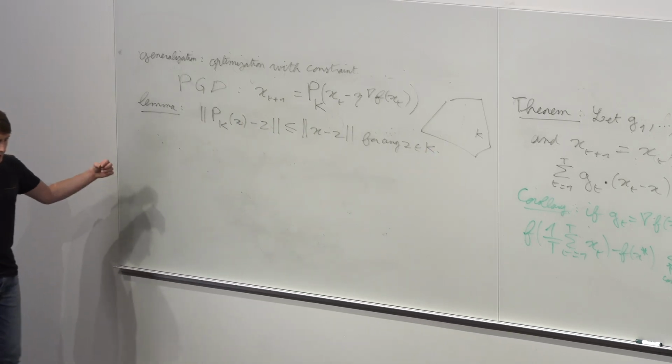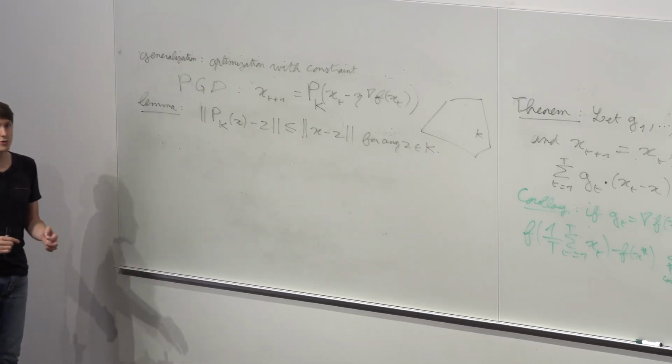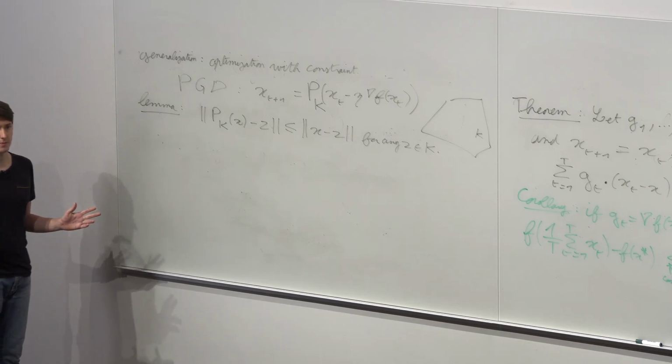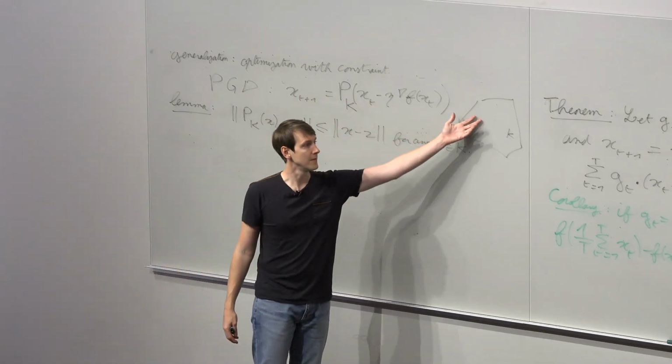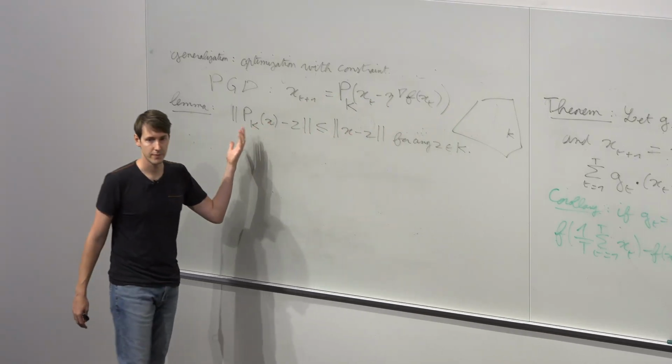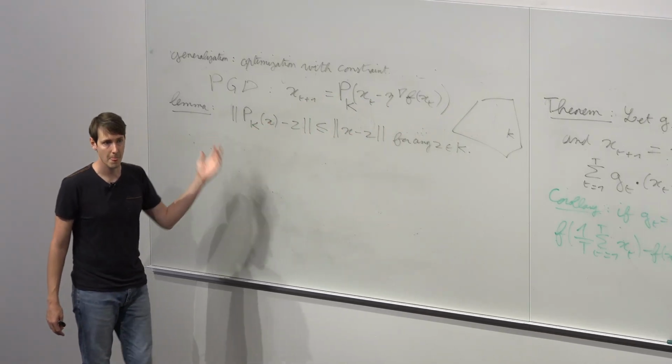Okay, so when I project, I get closer to any point in the set, or to all points in the set. Okay, just get closer to everything. So if I know that my opt is somewhere in there, I only improve. It's only better to project.